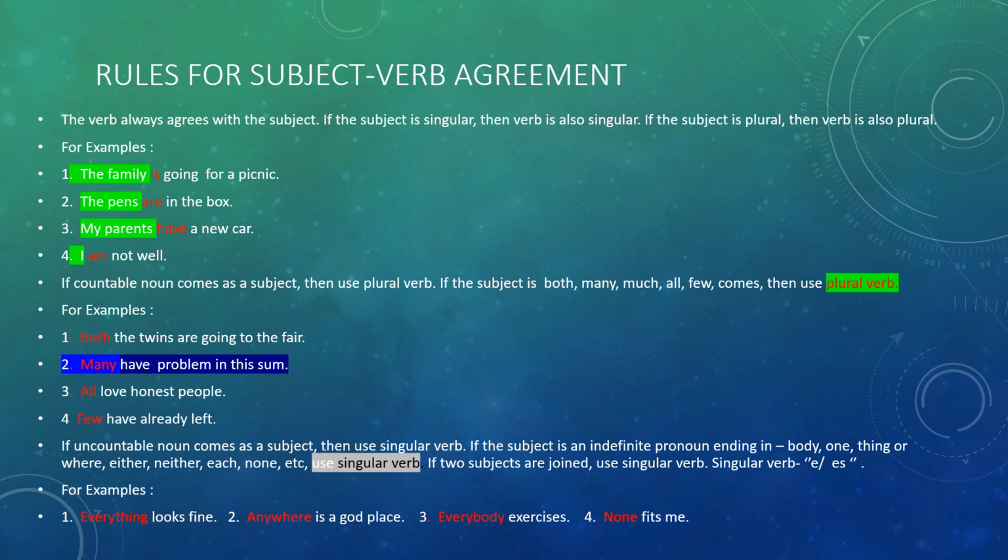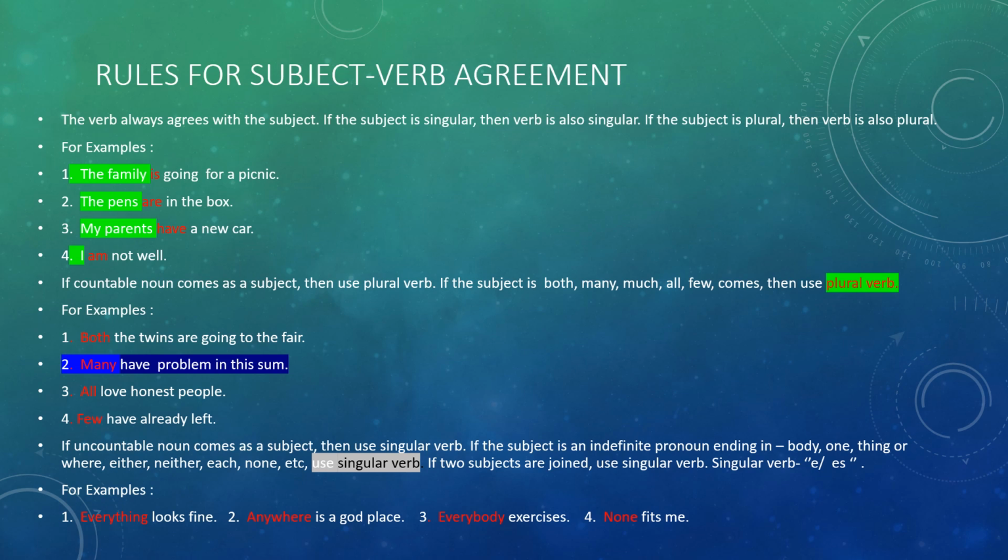Here examples are given below. Everything looks fine. Anywhere is a good place. Everybody exercises. None fits me. So the red letters, whatever words are there, when all these words come, then you have to use the singular verb. Looks is singular. Is is singular. Exercises is singular. I told you, singular verbs end with S or ES.